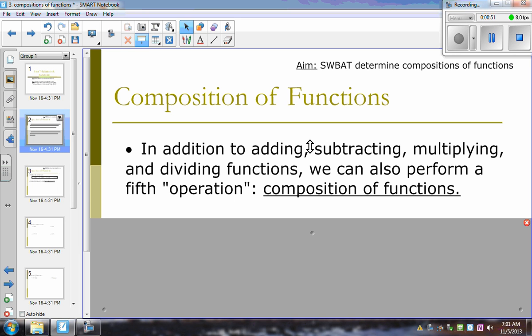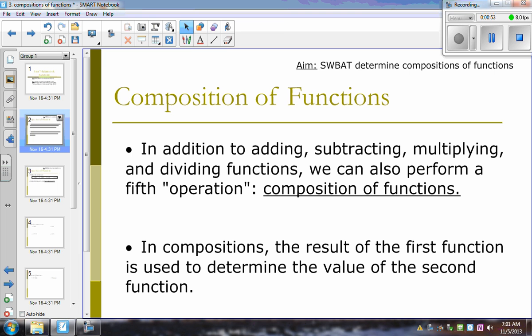And the idea behind a composition is simply this. We are going to use the result of our first evaluation, or that output value as we talked about it on day 1, and use that to become the input for the second function so we can find our final answer. So literally, we're going to do two different evaluations to come to a final output value.